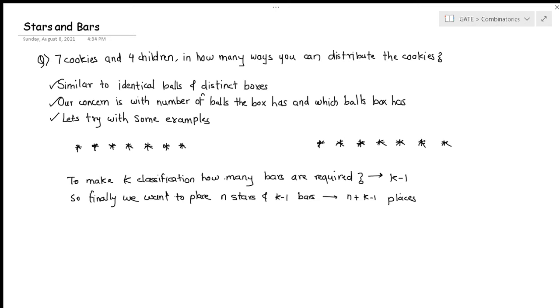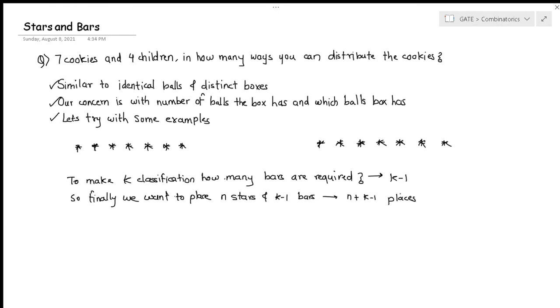Today we'll be talking about one of the most crucial identities of logic, I would say, in combinatorics, and it's called stars and bars. Different people may call it by different names, but let's see what the concept is, that's what matters to us.